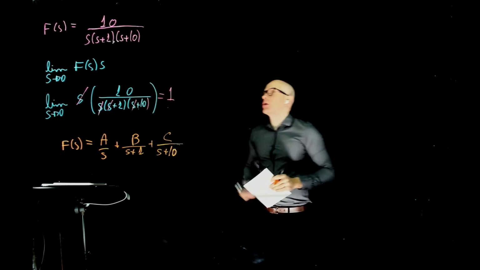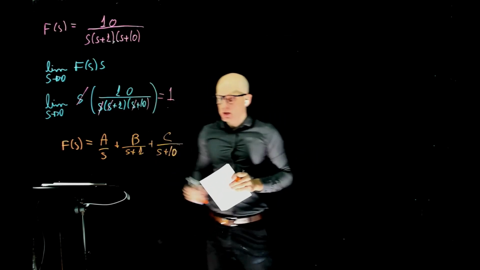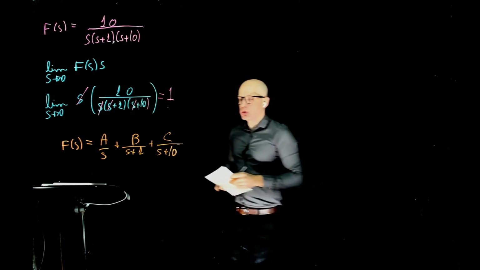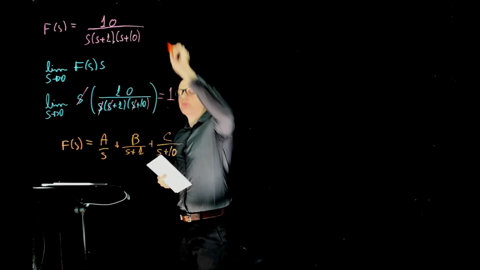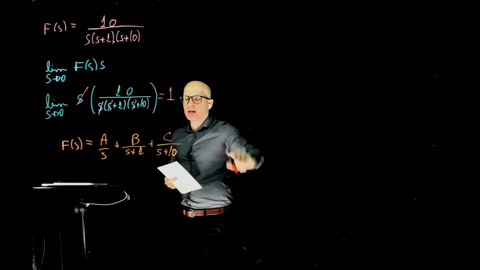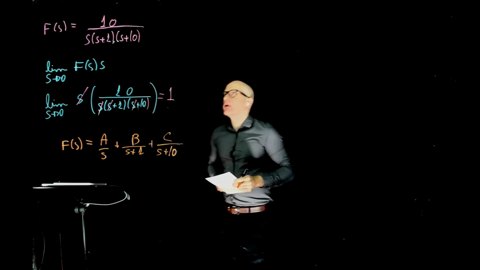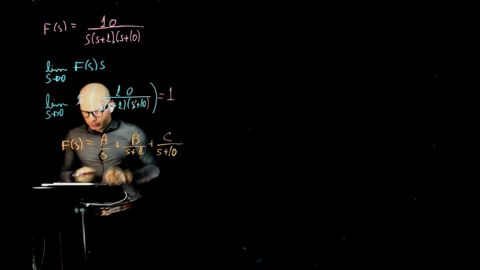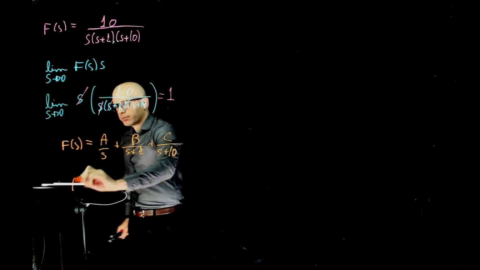With all real numbers as roots, one simple constant is enough for each term. If this was squared, for example, then we would need a third term here, D divided by (s plus 10) squared. But they are all real, and there is no squared term.